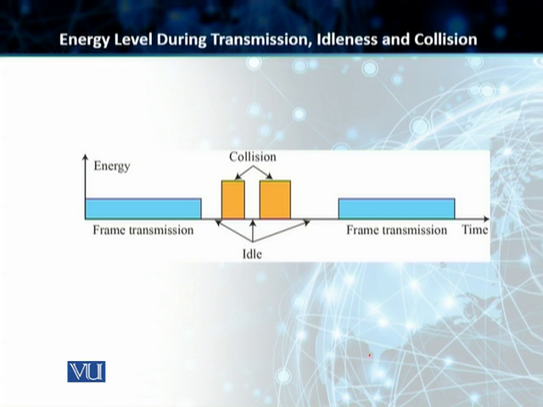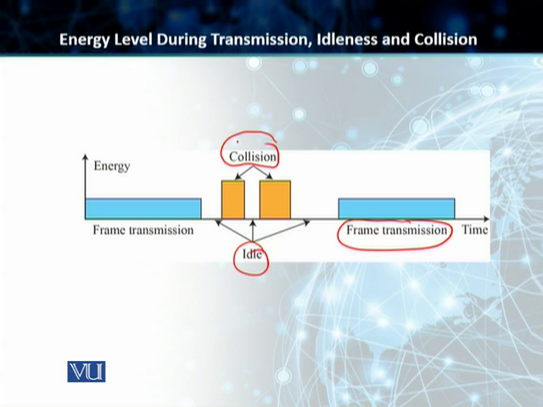Students, very quickly, we have got different energy levels during the transmission, the idleness and collision. As you can see, we have a 0 level when the channel is idle, represented by this. We have a normal level once the station has successfully captured the channel and is sending the frame, represented by this. And then we have a high spike of energy, which is twice the normal size, when a station has encountered a collision, and we represent that by this particular collision out here.